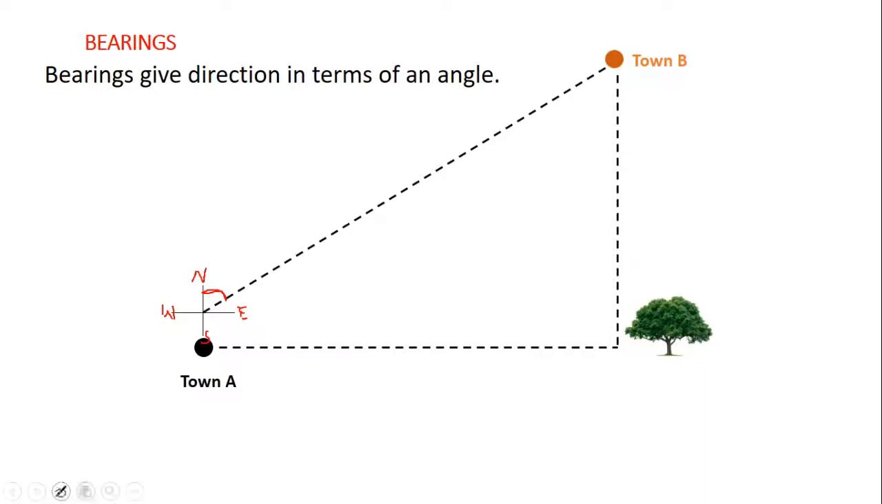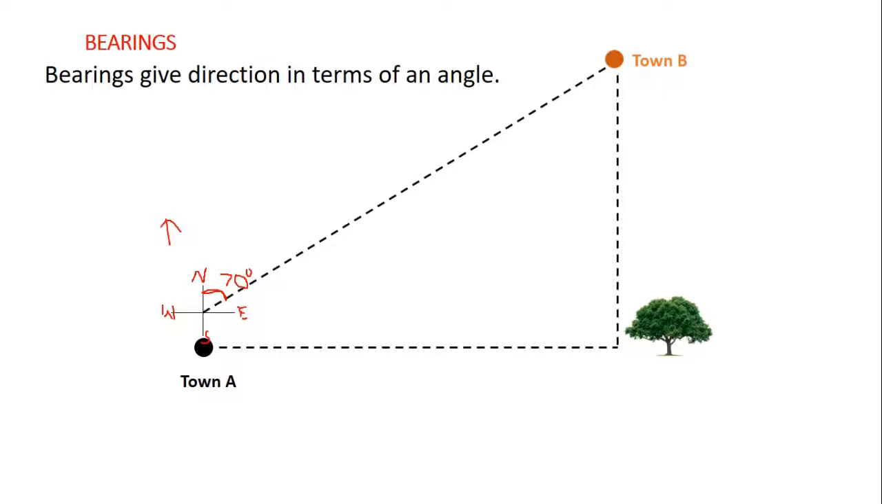All Mr. Kofi needs to do is that when he gets to town A, he will turn through this angle. So let's say that the angle we are going to give, the angle formed here, is 70 degrees. So all Mr. Kofi will need to do is that when he gets to town A, he will face in the northern direction, that is this direction, then turn 70 degrees towards the east. When he turns 70 degrees towards the east, he is going to be on this line.